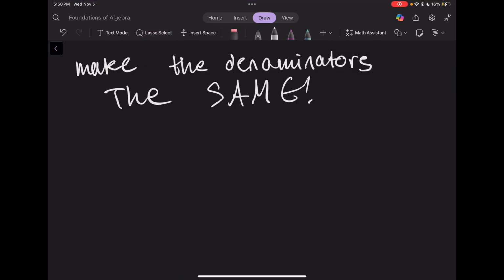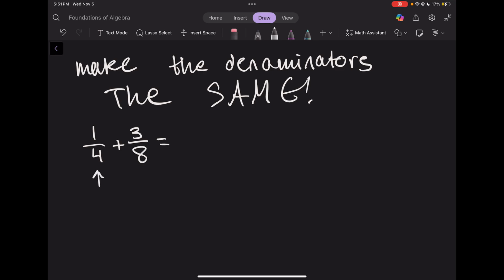So when we're adding or subtracting fractions, it helps to make the denominators the same. In fact, you might do this for all the problems that you come across. So let's take 1/4 and 3/8. So how can I solve this?